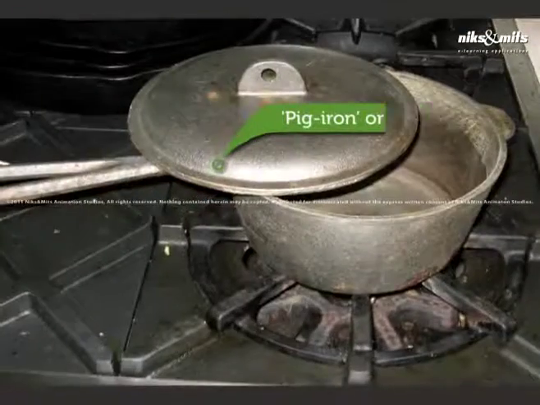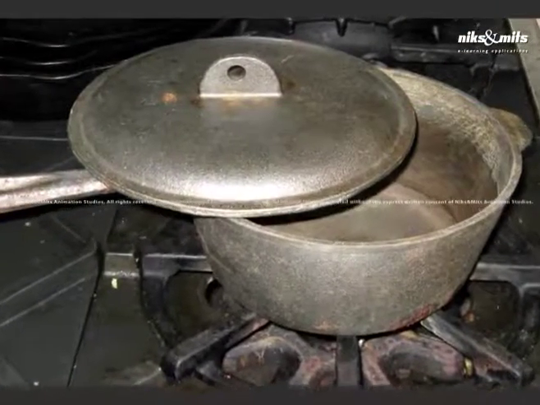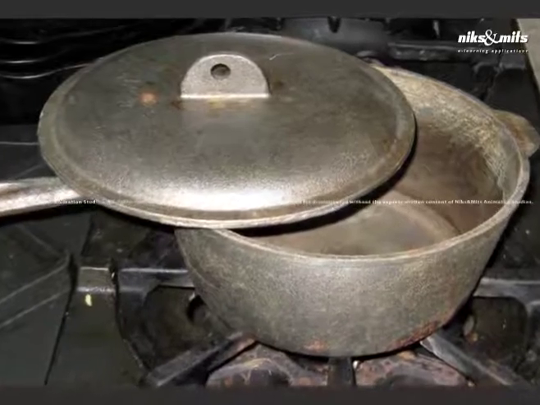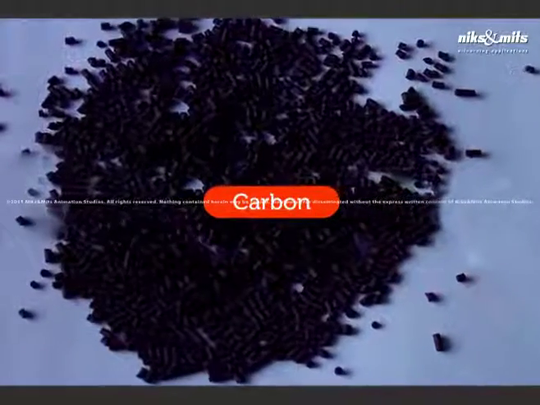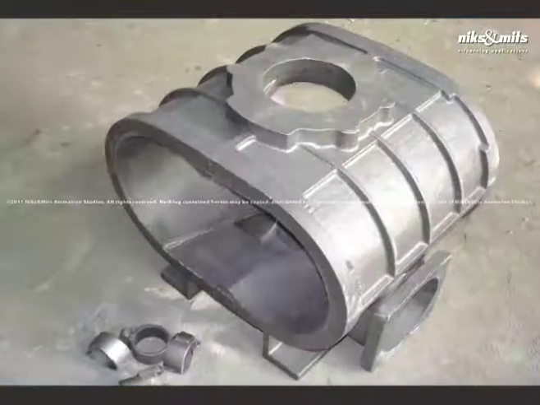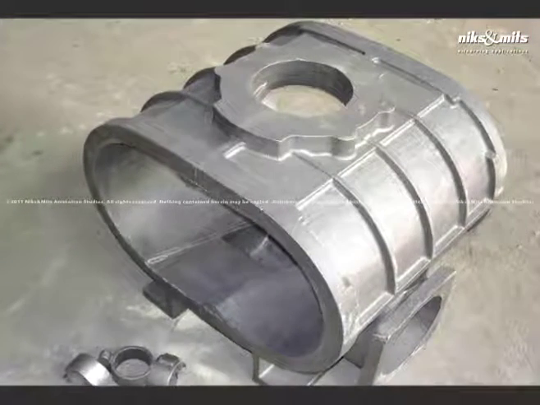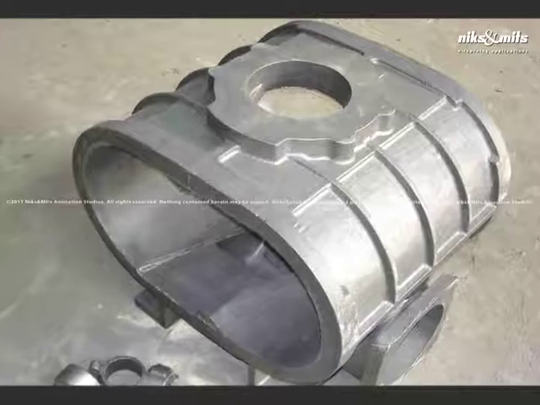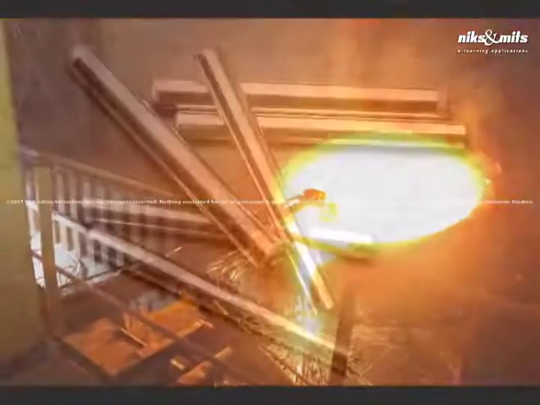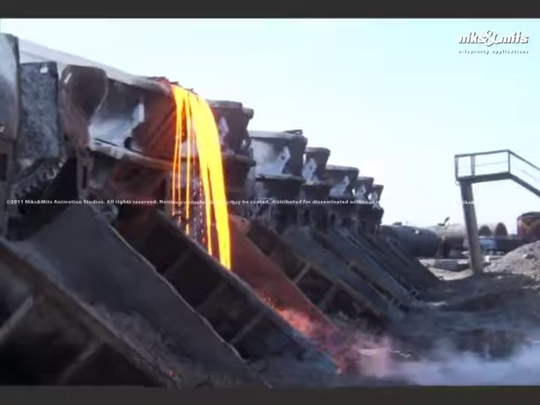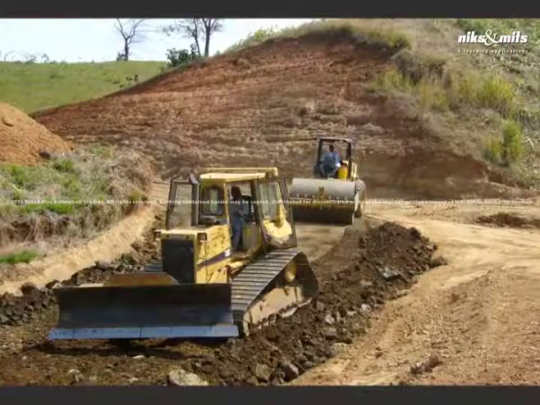It is then called pig iron or cast iron. The cast iron contains impurities. The major impurity is carbon, which is up to 4%. This makes the cast iron hard and brittle. Cast iron has limited applications. Most molten iron is converted into steel. The molten slag, after solidification, is used for road building.